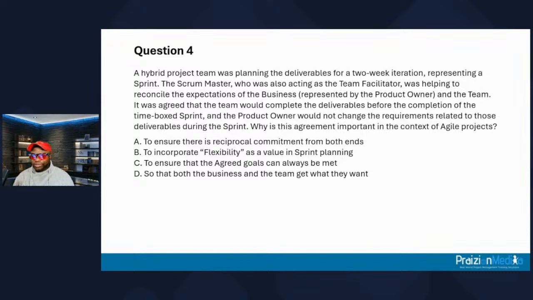A, to ensure there's reciprocal commitment from both ends. B, to incorporate flexibility as a value in sprint planning. C, to ensure that the agreed goals can always be met. D, so that both the business and the team get what they want. Take your time.